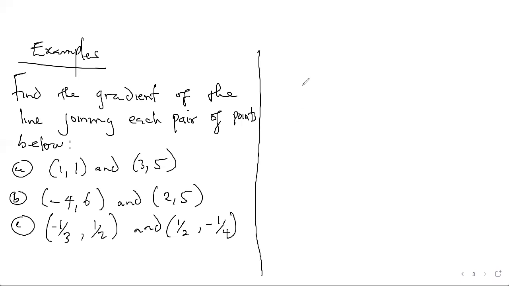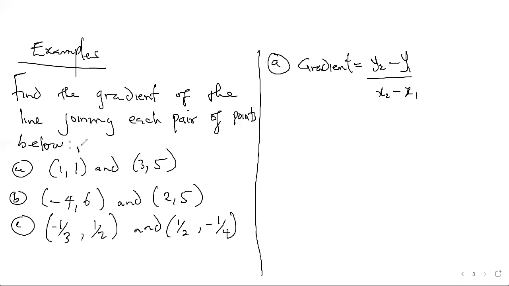So let's solve those. Now the first one, A, you have to find the gradient. So gradient is basically y2 minus y1 over x2 minus x1. So I need to determine which one I want to make my point 1 and which one I want to make my point 2.